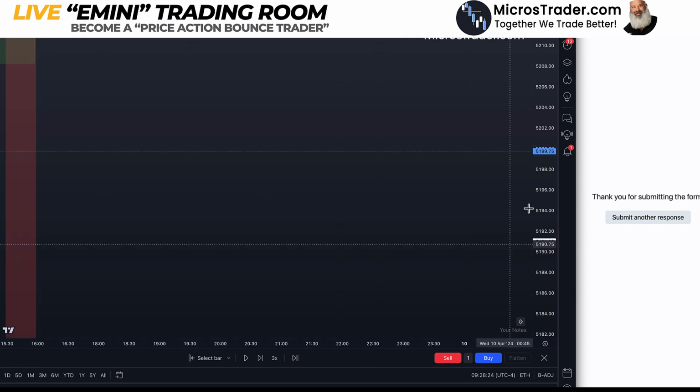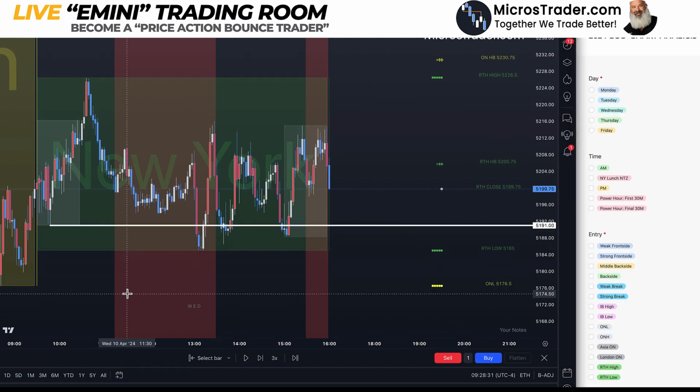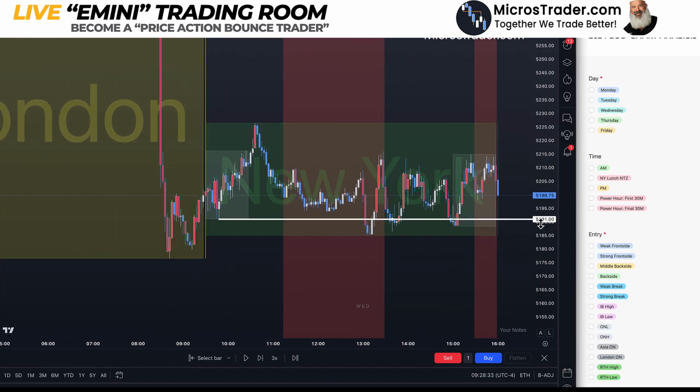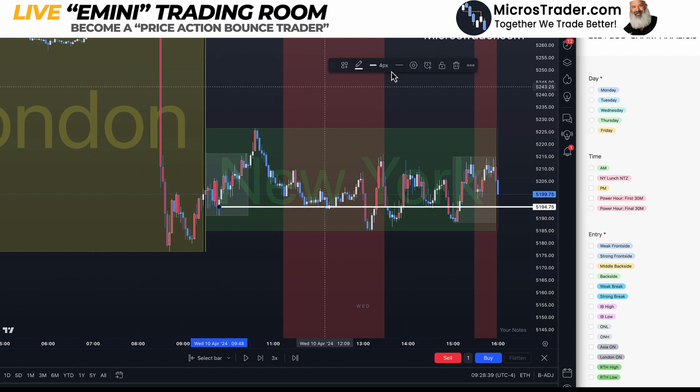Let's go to a 3-minute chart. All right, and let's reset the chart. Okay, so that's our IB low. There was no overnight low nor overnight high trade. So now let's go back to our break level trade.